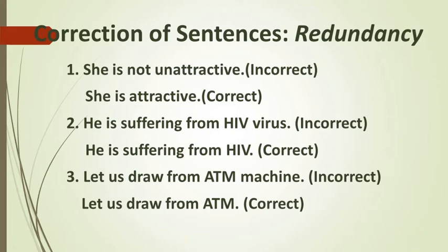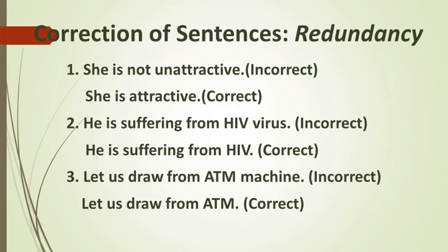The next example, he is suffering from HIV virus. He is suffering from HIV. The second one is the correct one because in the abbreviation HIV, human immunodeficiency virus, the letter V refers to virus. So there is no need for us to repeat the word virus. So he is suffering from HIV is the correct one.